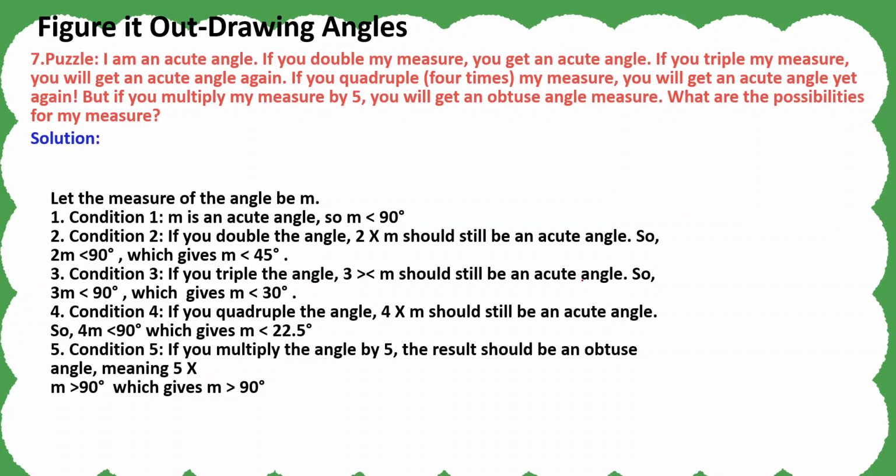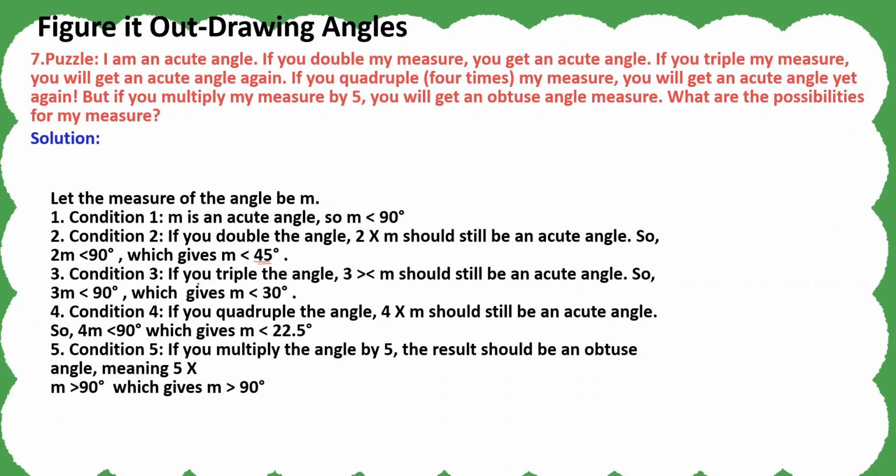What are the possible solutions? The first condition we met, as we are assuming m is an acute angle. So m is an acute angle. Therefore m should be less than 90 degrees. The second condition is, if we double, meaning 2 times m, so 2 into m should be an acute angle. So 2m is less than 90 degrees. This implies m should be less than 45 degrees.